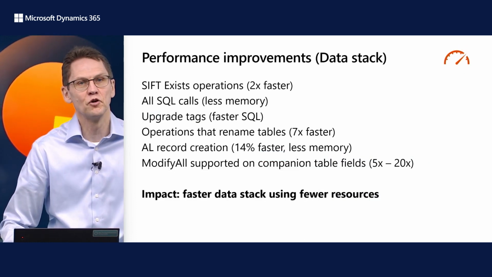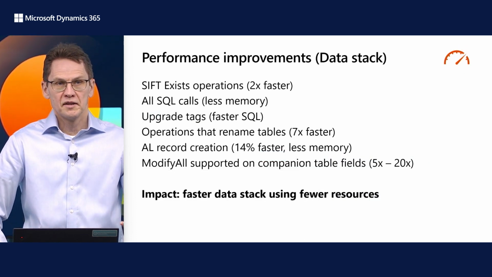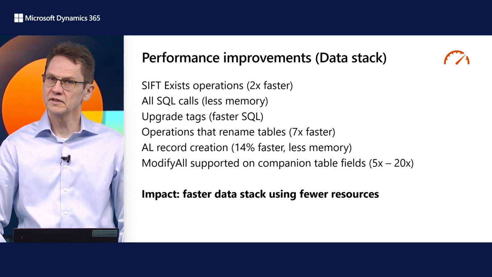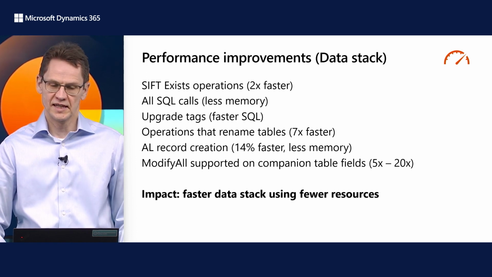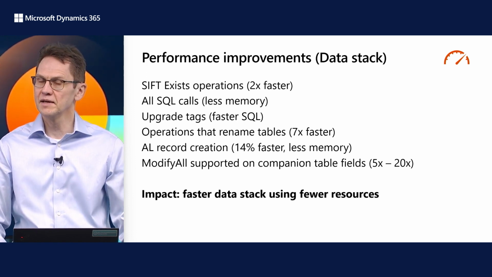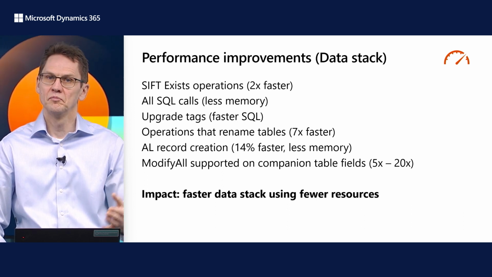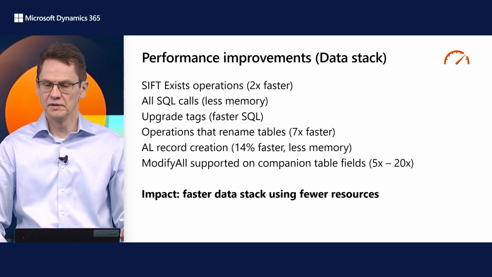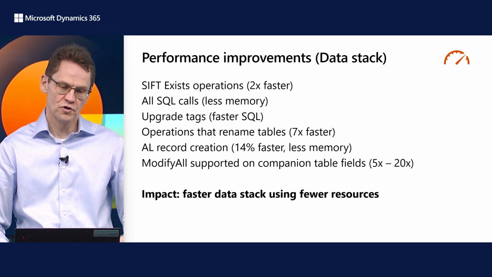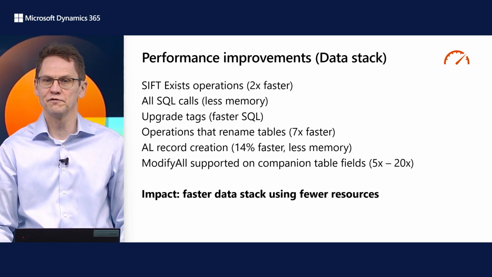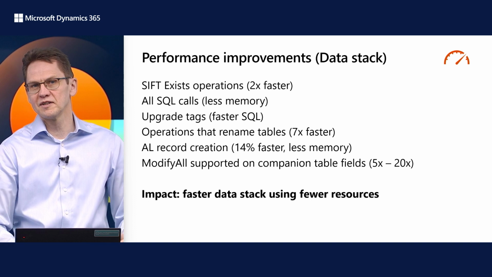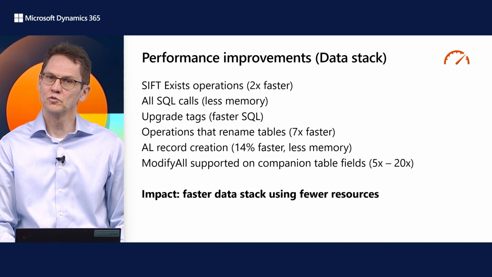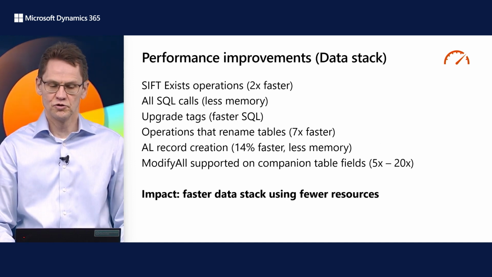We've also done a number of performance improvements. The most noteworthy is the modify all support on companion table fields. That actually didn't work in version 19. So now this is supported in the same way as modify all on base table fields, which gives a significant speed improvement in these scenarios. Now, of course, what you see here are sub-operations. So unfortunately, it does not mean that the product is 7 times faster. It, of course, depends a lot on the workload. But again, we are continuously tuning it to use fewer resources.